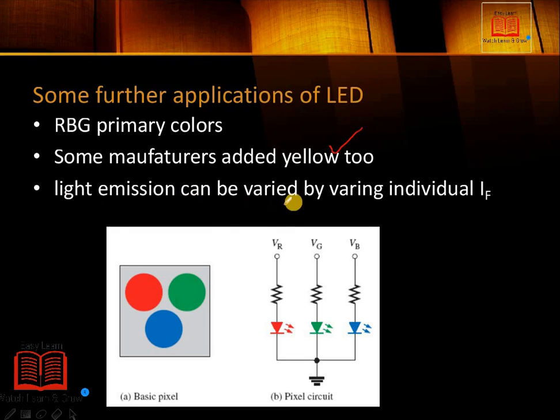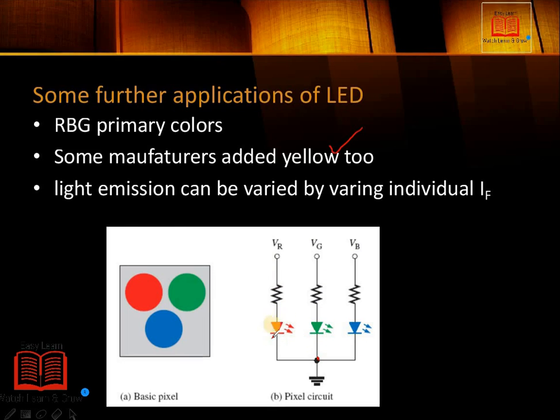So light emission can be varied by varying the individual IF. What is the meaning of this? I had written it in these slides. This means that there are three diodes to make a pixel. Light emitting diodes are connected in such a way that their cathode is common, that is grounded, but they are connected in parallel. In parallel circuits we discussed that the current divides, but the voltage remains the same. So the same voltage, 5 volt for example, is delivered among them, but the current is different. We can adjust the forward current, because they operate in forward bias.